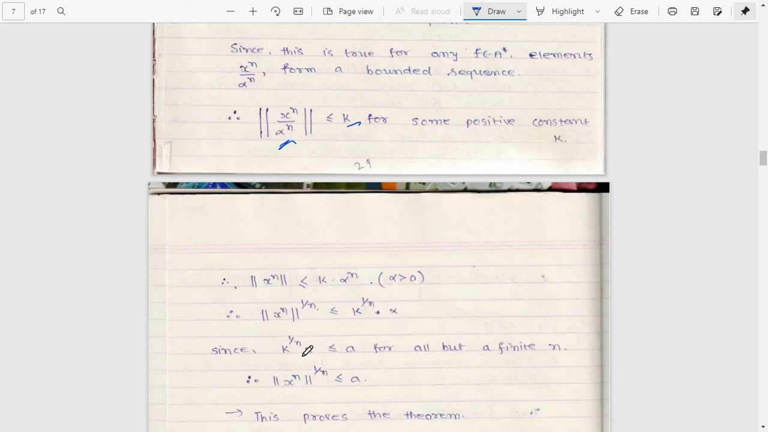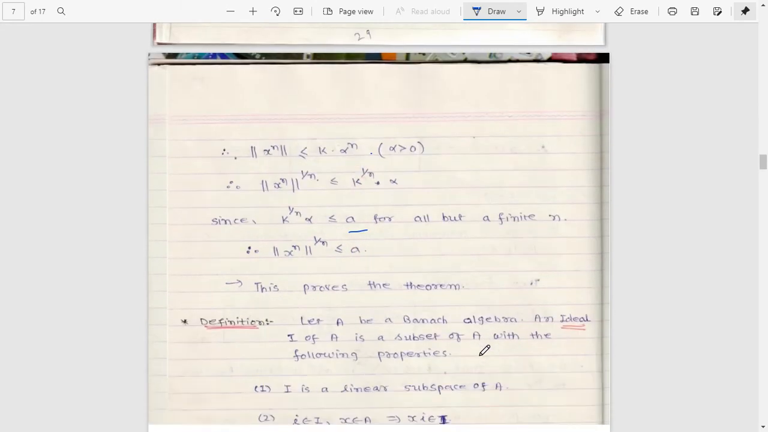Since k raised to 1 by n into alpha is less than or equal to a for all but a finite number of n, the norm of x raised to n, raised to 1 by n, is less than a. This completes the proof.